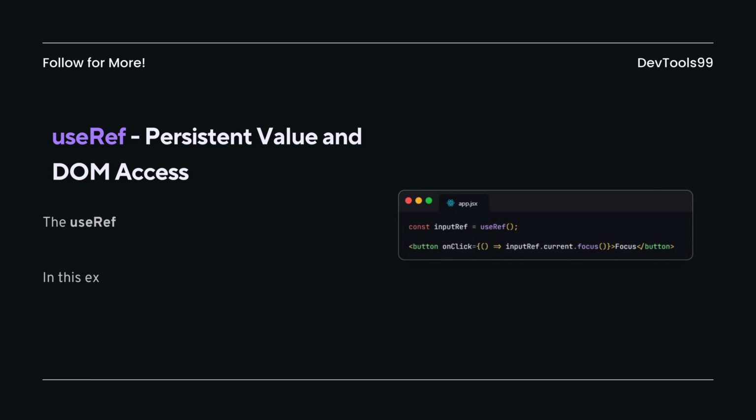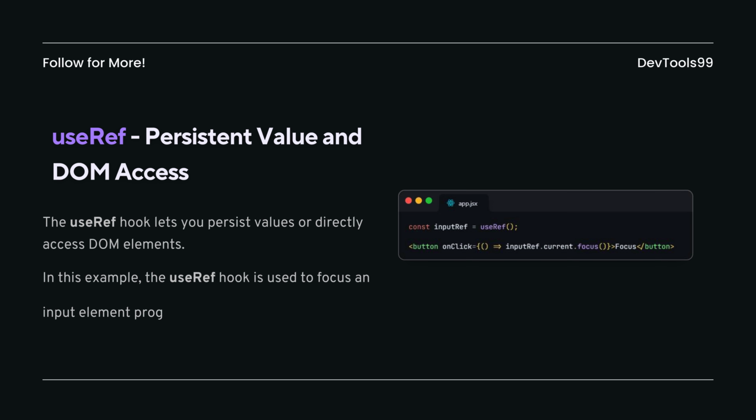5. useRef, Persistent Value and DOM Access. The useRef hook in React is useful for persisting values across renders or directly interacting with DOM elements. Unlike state, values stored in useRef don't trigger a re-render when they change, making it ideal for scenarios where you need to store a value without affecting the UI. For example, you can use useRef to access a DOM element, like focusing an input field programmatically, or to store values that need to persist between renders, like timers or previous state. This hook is a simple yet powerful tool for handling non-UI related data and DOM manipulations.